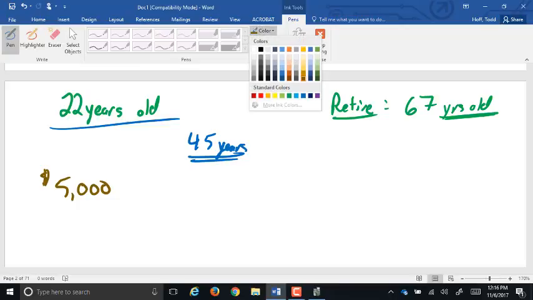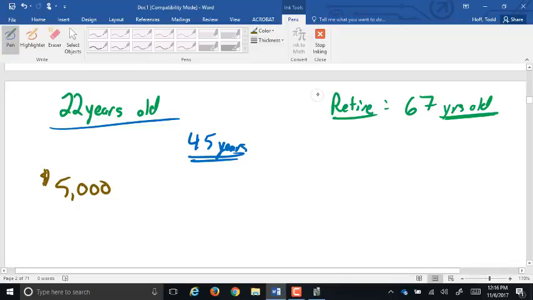If you put it away for 45 years, the average return on an investment on a retirement account over 45 years is between 12 and 13% per year. So let's say that we're going to be a little conservative. We're going to do a 10% compounded annually.